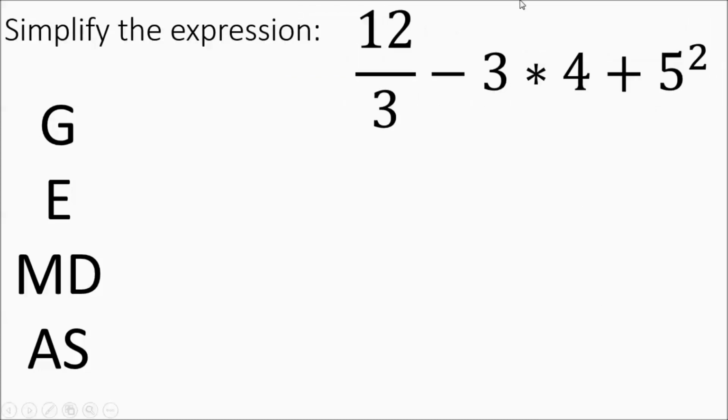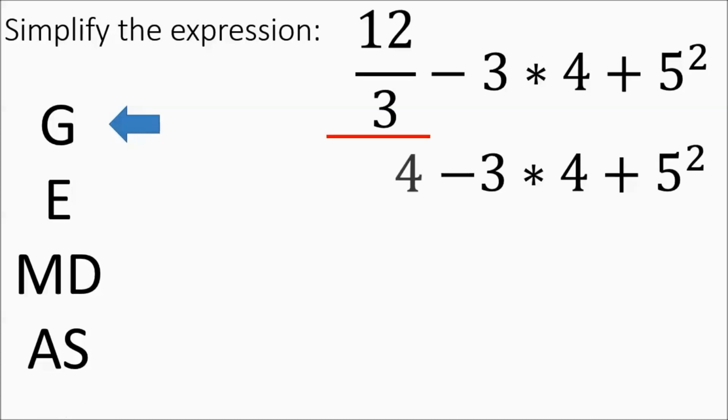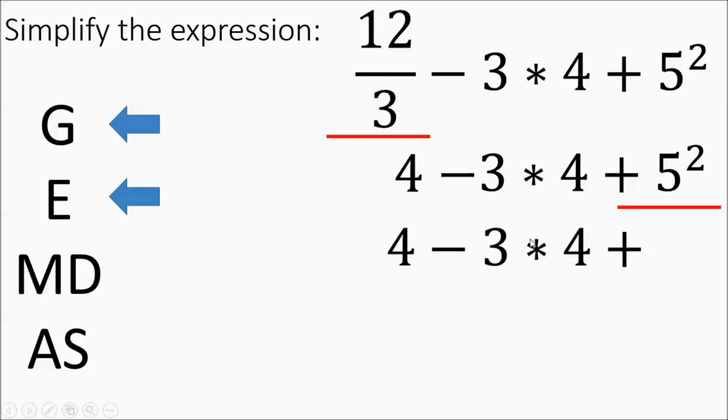And then we have this one, 12 over 3, 12 divided by 3 minus 3 times 4 plus 5 to the second power. Some grouping symbols, we have that fraction up front. We're going to drop down everything else. That's going to work out to a 4. We look for exponents. We do have an exponent. We're going to drop down everything we haven't used. That's going to work out to 25.